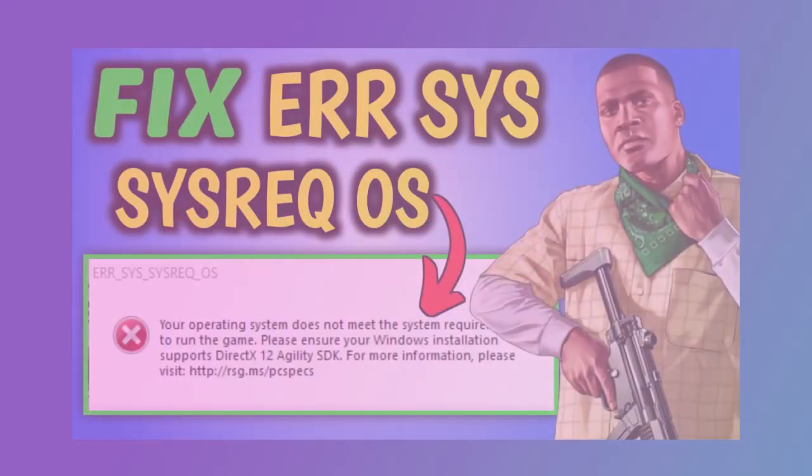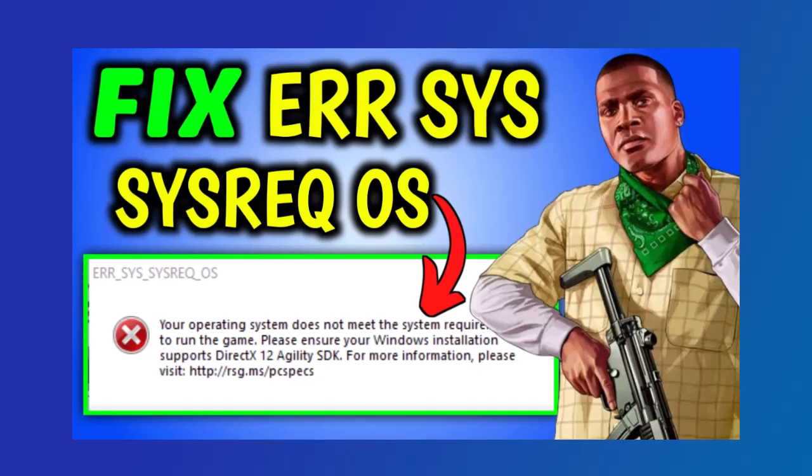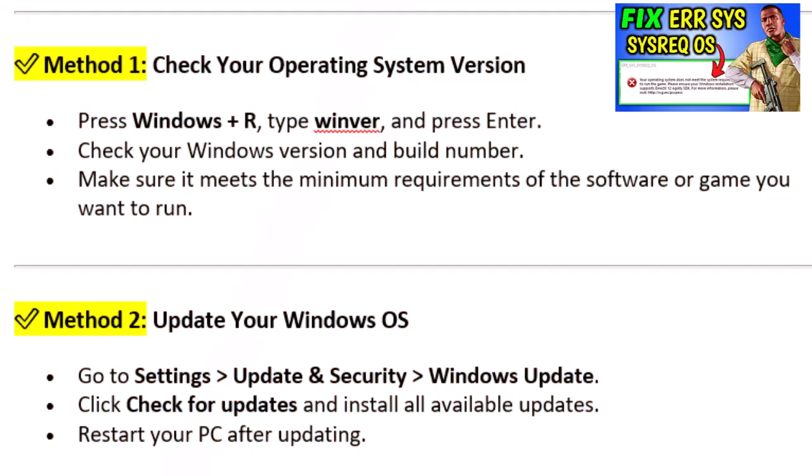In this video, I'll show you how to fix the error that says your operating system does not meet the system requirements to run when you try to install or run a program. Method 1. Check your operating system version. Press Windows plus R, type WinVer, and press Enter. Check your Windows version and build number. Make sure it meets the minimum requirements of the software or game you want to run.